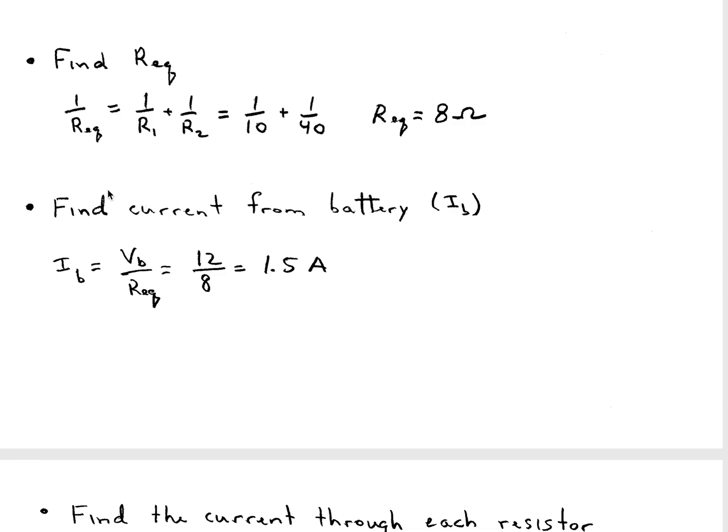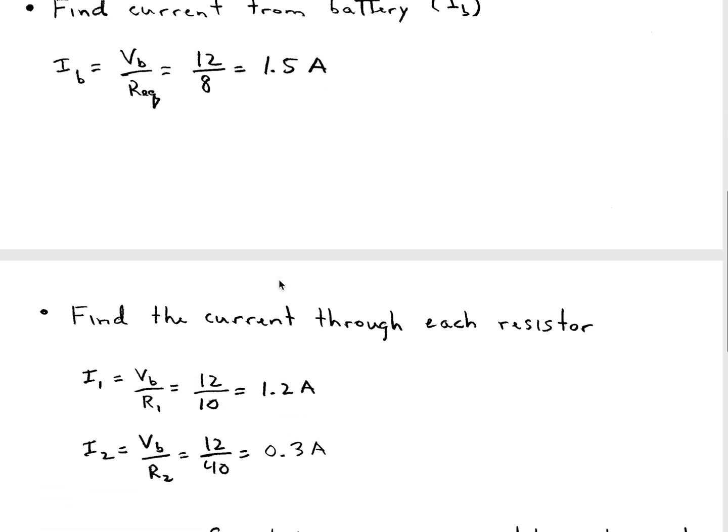The reason we find the equivalent resistance is because using the equivalent resistance, we can find the current from the battery, I sub B. The current from the battery is equal to the voltage on the battery divided by the equivalent resistance, in this case, 1.5 amps.